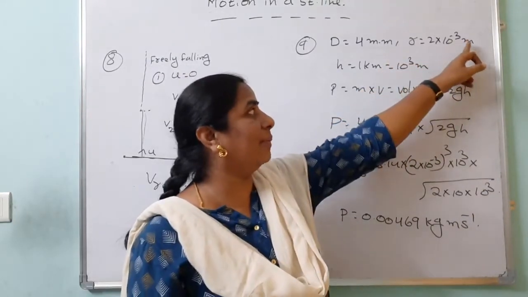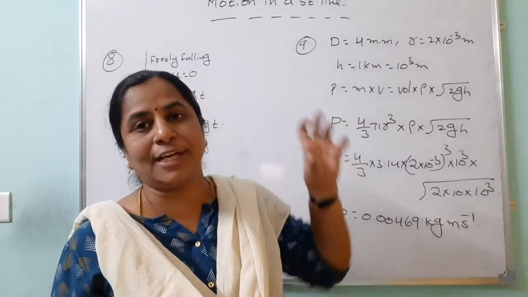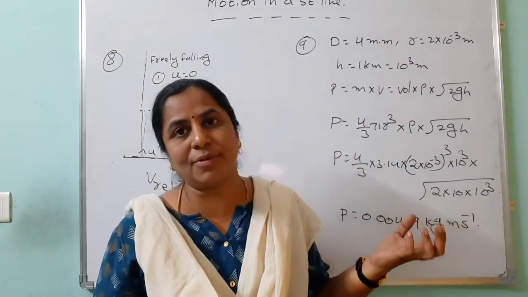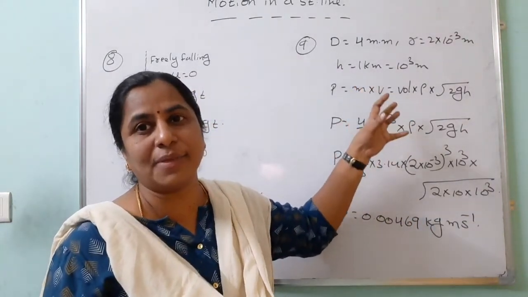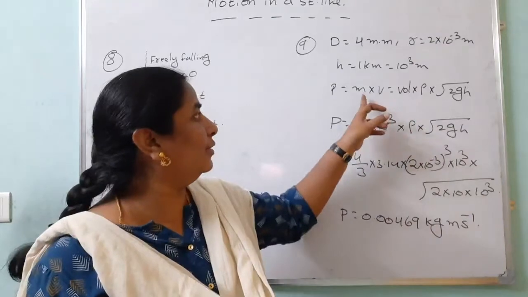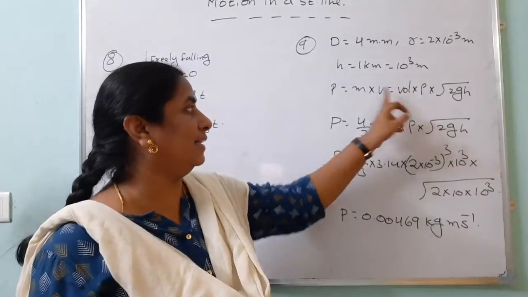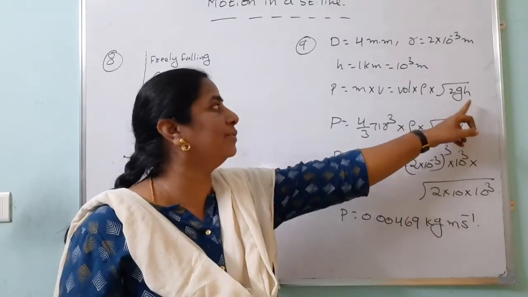So 2 into 10 power minus 3 meters is the radius of that raindrop. The question is, find the momentum of that raindrop. Momentum, what is the formula? Mass into velocity. You know that the raindrop has a spherical shape, so instead of mass, you should write volume into density of water into velocity, that is, mass into velocity becomes volume into density of water into under root 2gh.